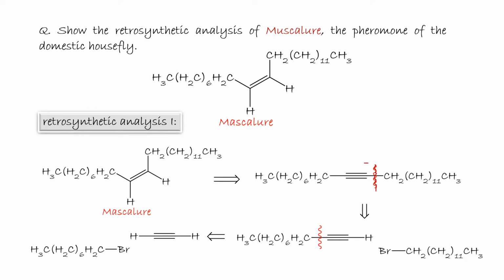Here will be negative and here will be positive, and we call this a synthon. And the synthetic equivalent of this anion will be terminal acetylene, and this cation, the synthetic equivalent will be alkyl halide. We can do again this disconnection from this side. We get this negative and this is positive. Again, the synthetic equivalents will be acetylene and alkyl halide.